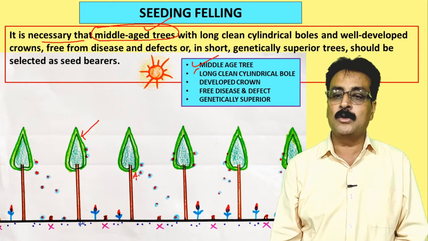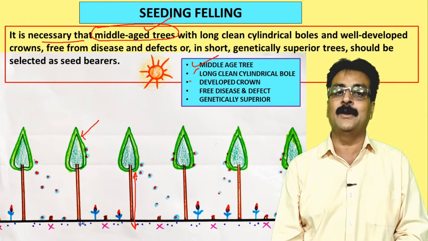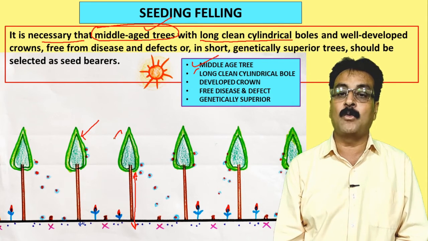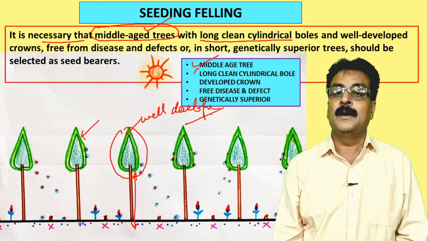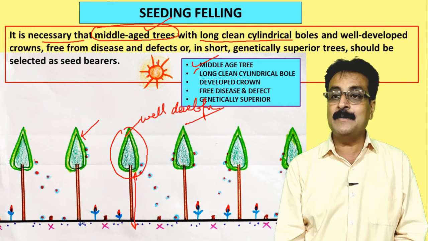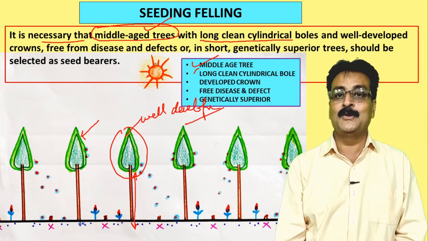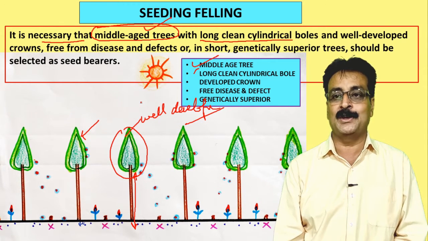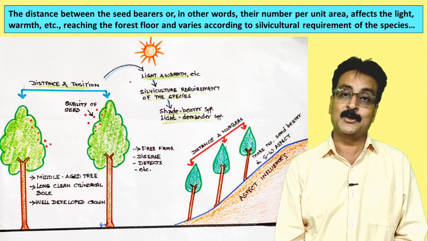Then it should have a long cylindrical bole. It should not be a crooked one, because a crooked tree will give crooked offspring. So we should have a long cylindrical bole and a well developed crown. And the tree should be free from insect, disease or any defect. In short, a genetically superior tree should be there, which will give you the best offspring, or the best regeneration in future. So this is the first criterion, what seed trees are to be retained.